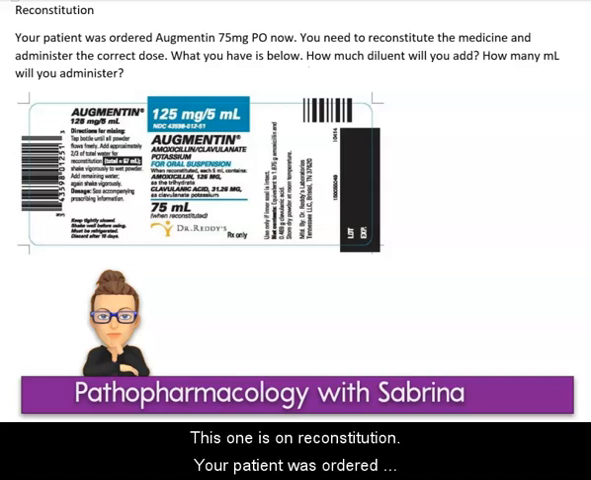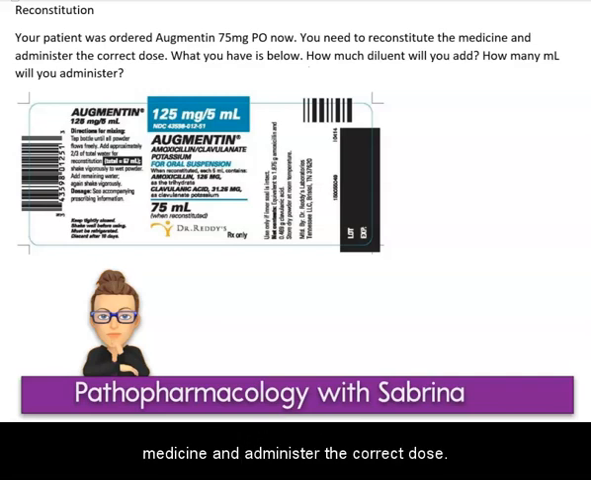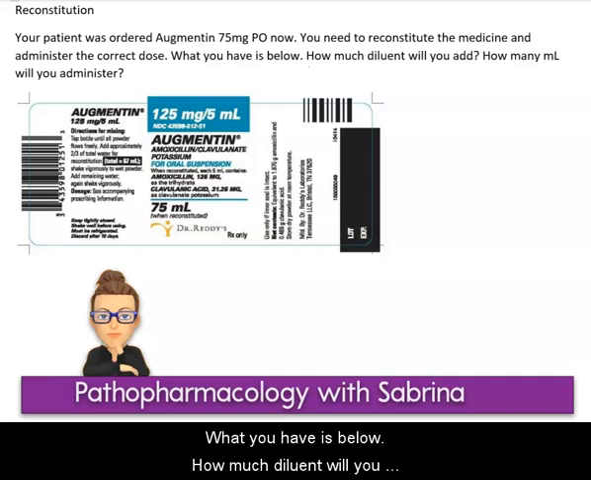This one is on reconstitution. Your patient was ordered Augmentin 75 milligrams PO now. You need to reconstitute the medicine and administer the correct dose. What you have is below. How much diluent will you add? How many milliliters will you administer?